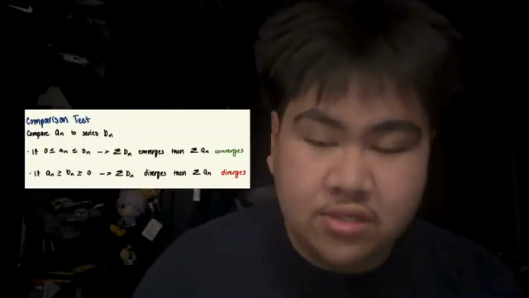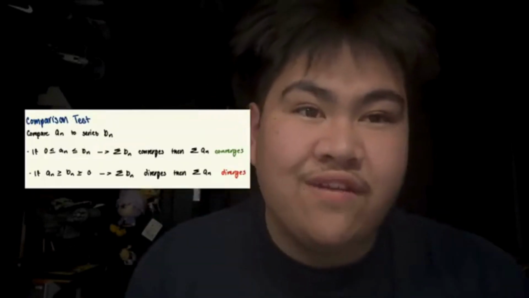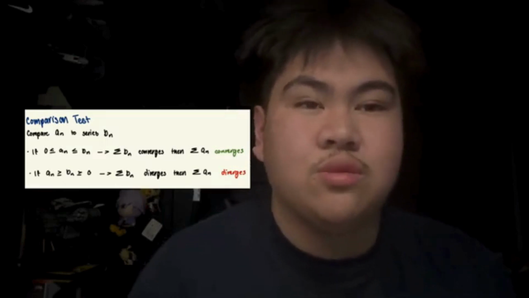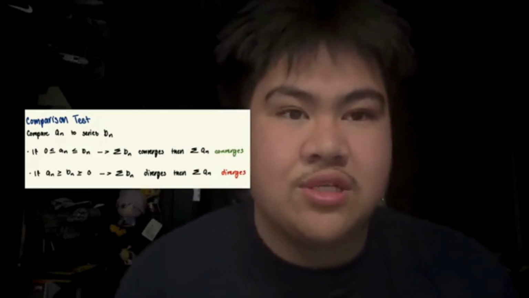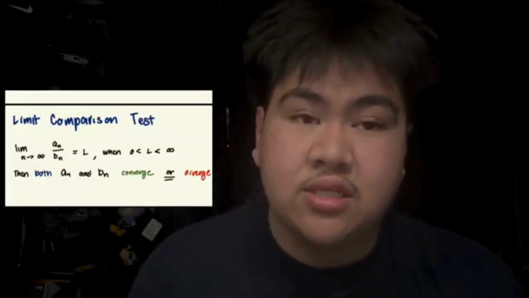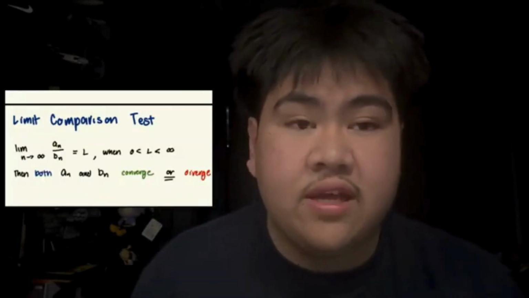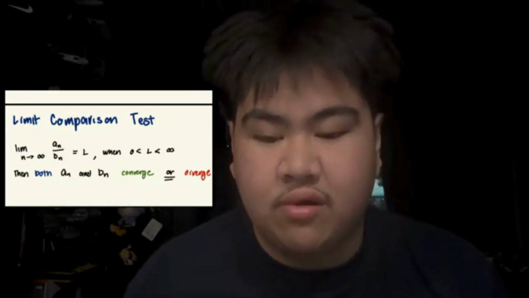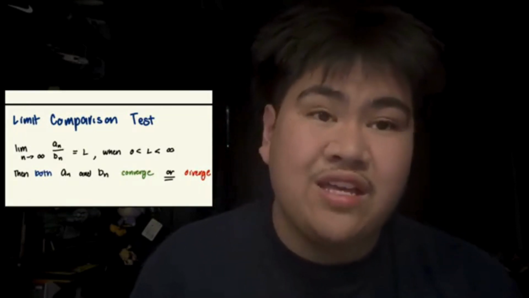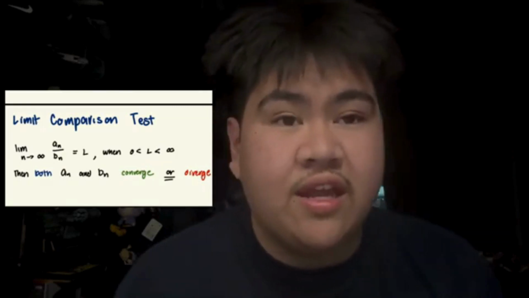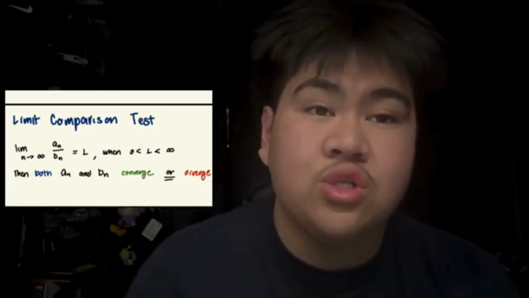Next up, we have the comparison test. Here, you're going to compare a_n to another known series, b_n. If b_n converges, a_n is going to converge. Next up, we have the limit comparison test. You take the limit of a_n over b_n as n approaches infinity, and if that equals a finite number, then a_n and b_n are going to both converge or diverge. These next two are pretty similar to each other.